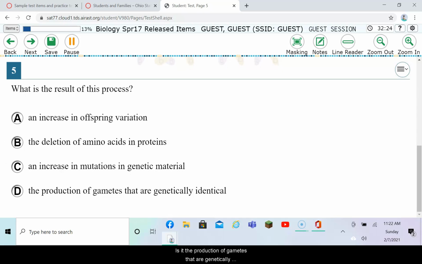Is it the production of gametes that are genetically identical? No. At the end of meiosis, our gametes, the 4 cells created in meiosis, are genetically not the same. The answer is it gives an increase in offspring variation, which is very important when we talk about evolution. So crossing over is an increase in offspring variation. The correct answer is A.